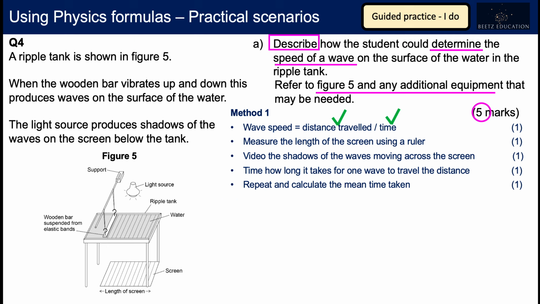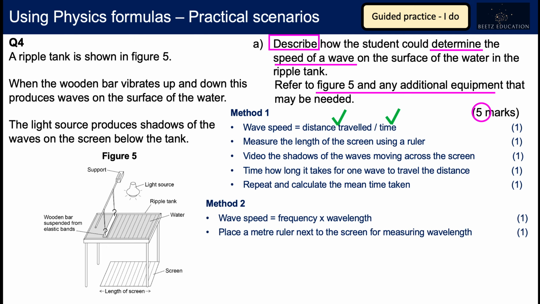Method 2, this one, I could also use wave speed equals frequency times wavelength. So I'm going to place a meter ruler next to the screen for measuring the wavelength, and I'll explain how we'll measure the wavelength in due course. That's my additional piece of equipment mentioned there. I'm going to video the waves, or the shadows of the waves, traveling across the screen. Again, I can play that back as many times as I like and pause the video as well so that I've got a fixed image to take measurements from.